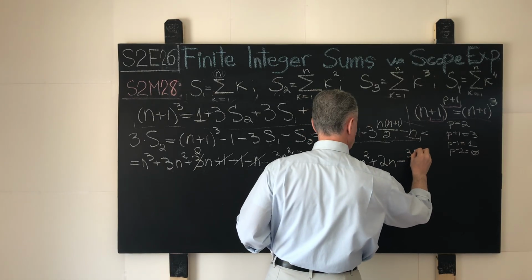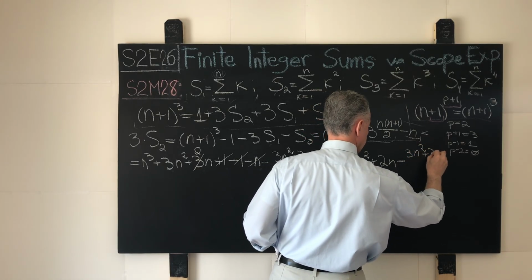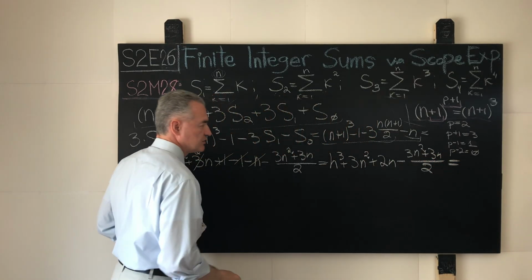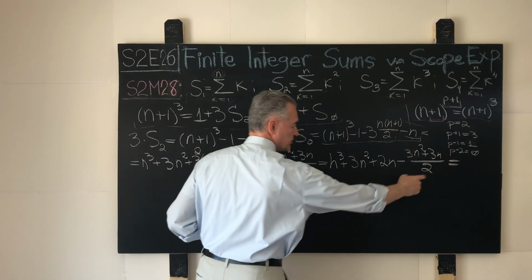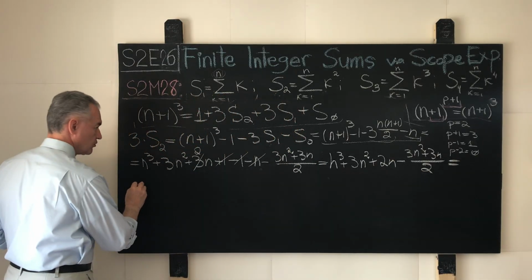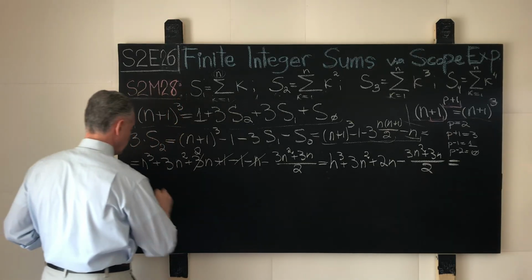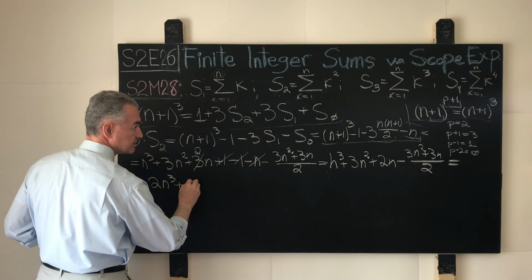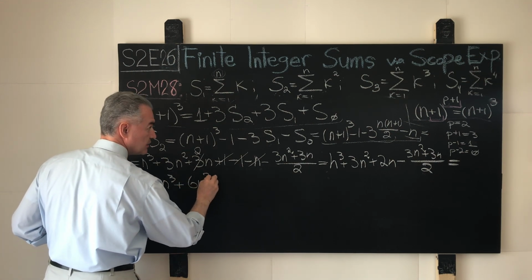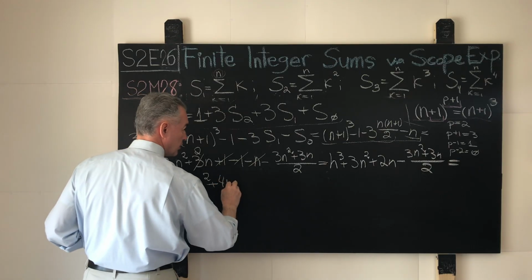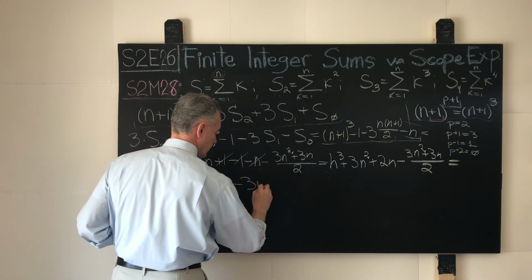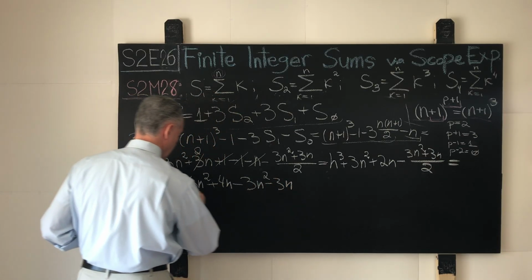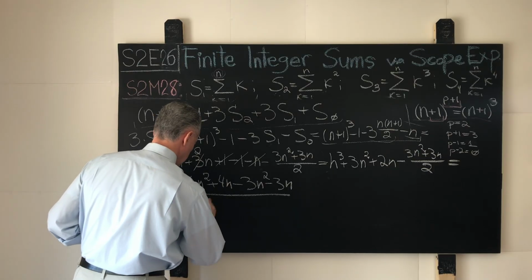Minus 3n squared plus 3n over 2. So far so good. And now we simply bring all this mess under the same denominator too. And what do we obtain? We have 2n cubed plus 6n squared plus 4n minus 3n squared minus 3n, all divided by 2.